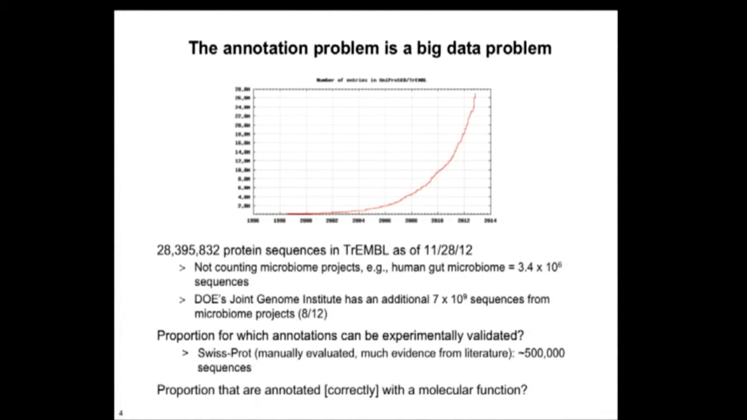We also have the problem of what's the proportion that are annotated with correct molecular function, what's the misannotation level. We published a paper a couple of years ago using a gold standard set of enzyme superfamilies where we knew a lot about them and we had a lot of experimental information.